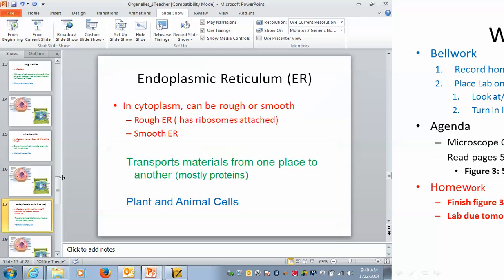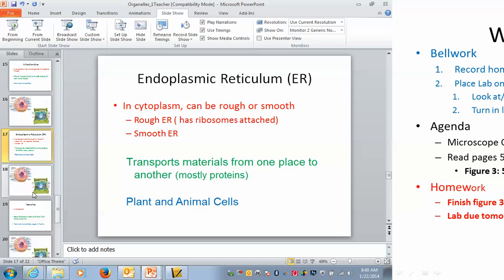The next thing we're going to talk about is the endoplasmic reticulum, or the ER. There are two types. It could be smooth or it could be rough. The difference between smooth and rough is whether it has ribosomes attached. If it has ribosomes attached, then it's the rough ER. Basically, what the ER does is it transports materials, mostly proteins, from one place to another. It helps the ribosomes transport and get those proteins to where they need to be. Both plant and animal cells have ERs.